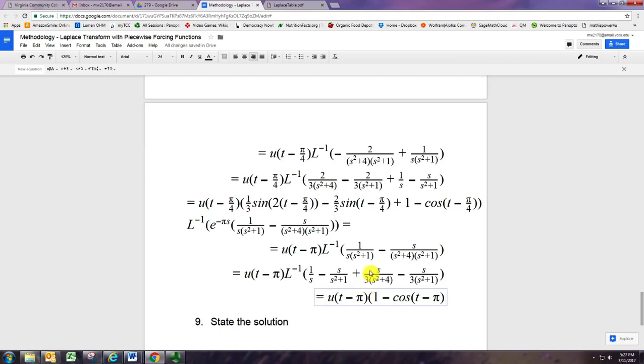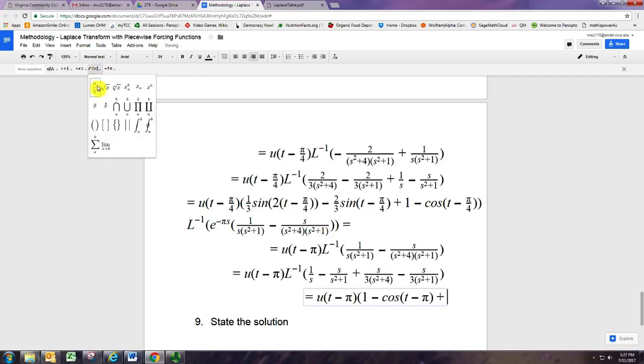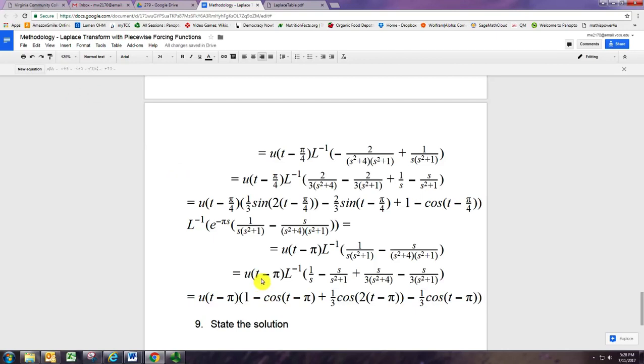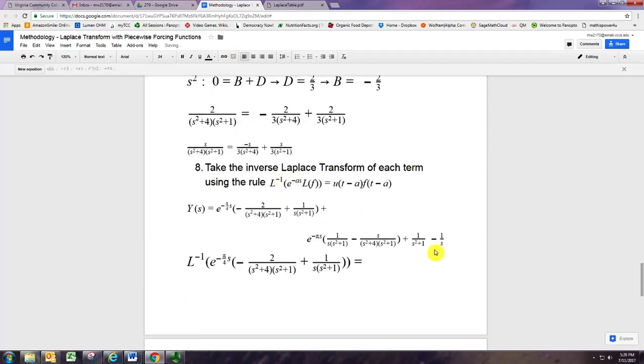And then we have 1/3 s over s squared plus 4. And s over s squared plus 4 is cosine of 2t, but we replace t with t minus pi. And last but not least, we have a 1/3 here. And s over s squared plus 1 is cosine of t, so we do cosine of t minus pi. All right. There's the inverse transform of these two.